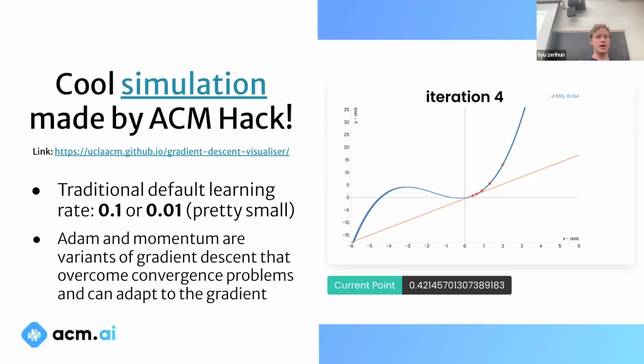And then there are also various other challenges with different types of gradient descent, which we'll talk about in a second. So Adam and momentum are variants that overcome convergence problems.